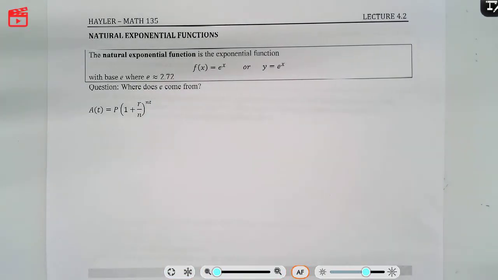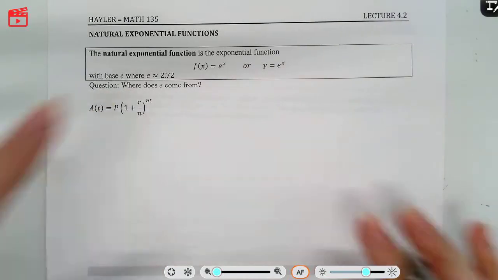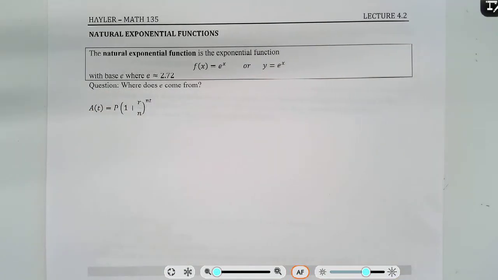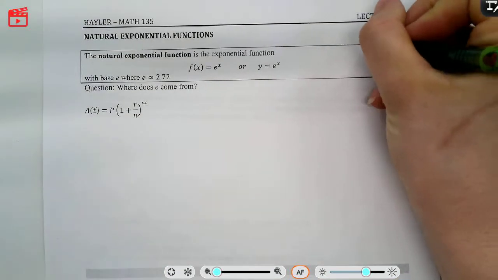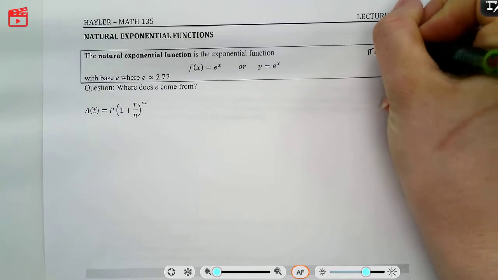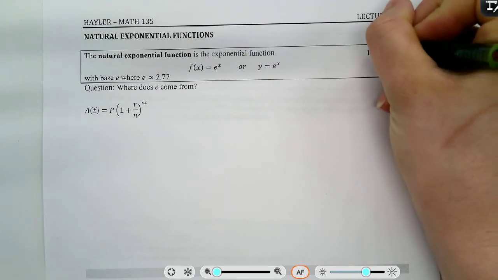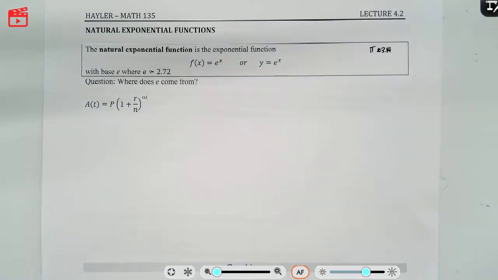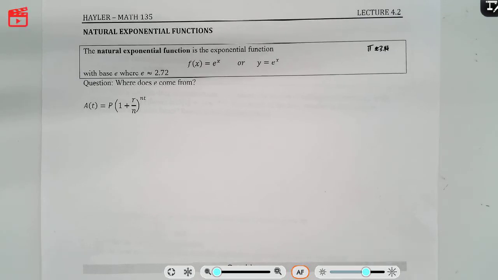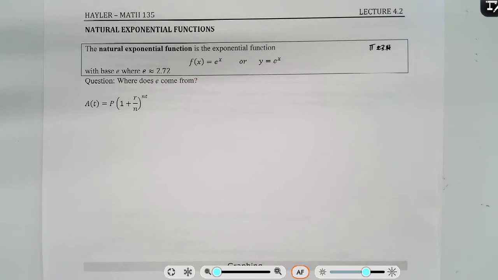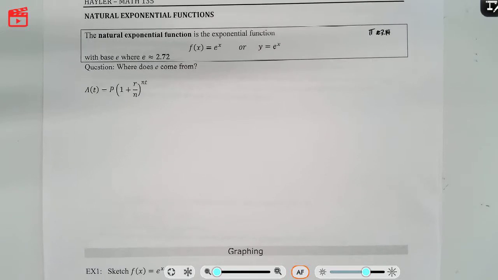Well, first off, e is very similar to pi. As we've talked about before, pi is approximately 3.14. That's the ratio of the circumference to the diameter of the circle, whereas the base e, where does this come from? Where does it occur naturally in the world? So we're going to look at this formula that we know.